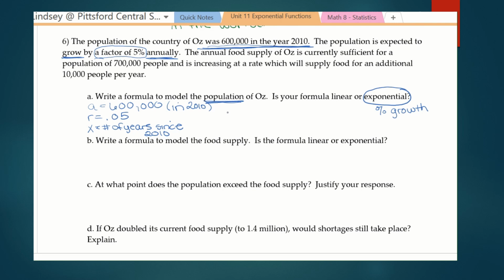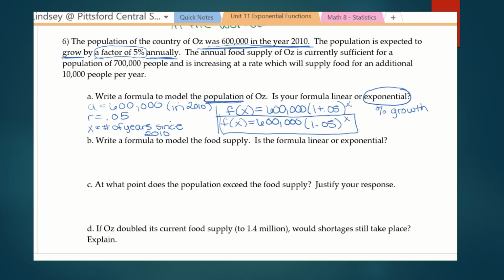So writing our equation, remember it is a growth function. I'm going to use function notation here because we're going to have two different functions that we're working with. I'm going to call this f of x. So f of x equals 600,000 times (1 plus 0.05) raised to the power of x. Simplifying this a little bit, I get 1.05 raised to the power of x. And here is my function.